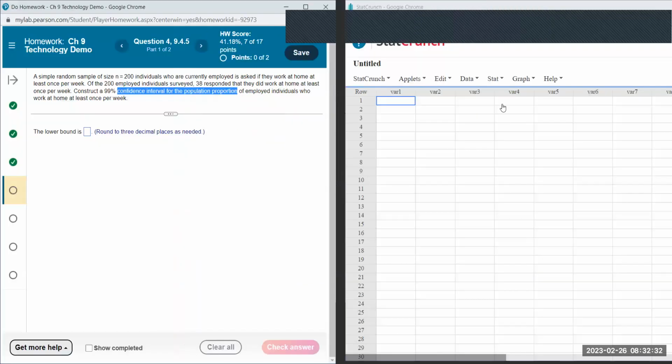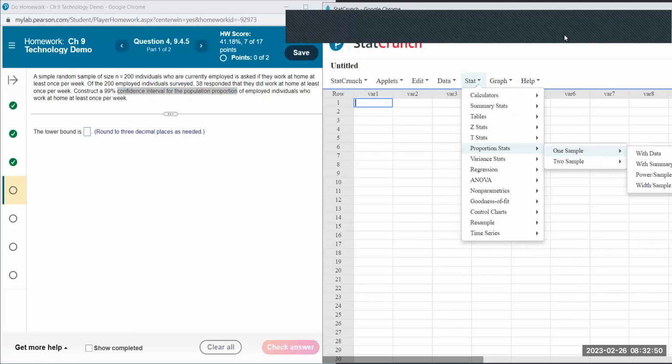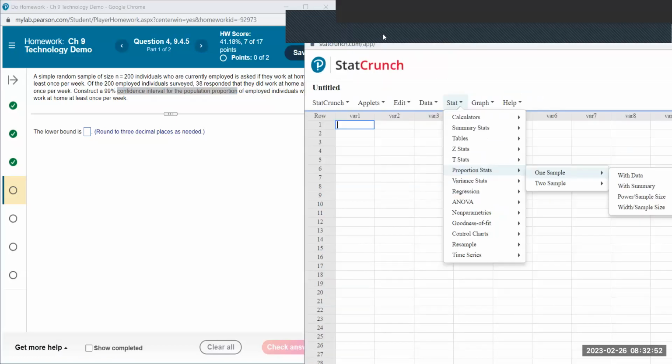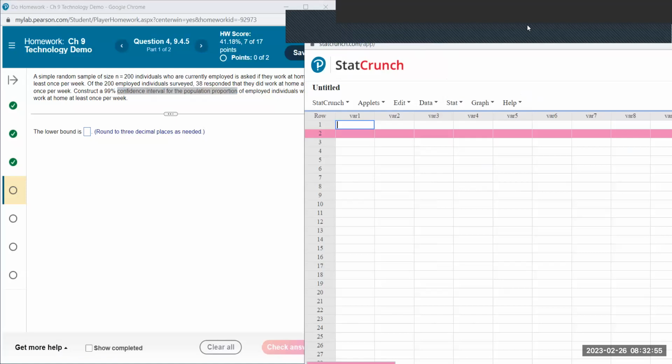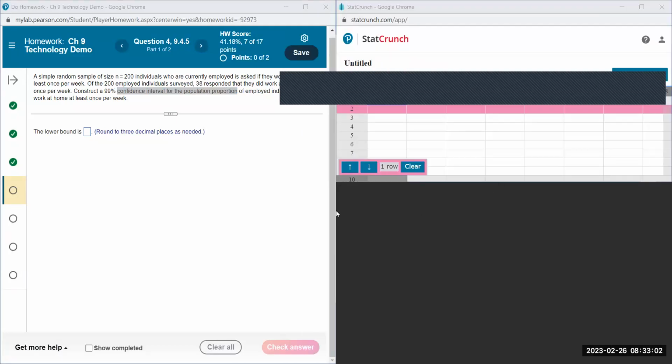Okay, so if we're going to do a confidence interval, that's Stat. And this time it's Proportions, because they stated it. One sample. Adjusting my windows here so we can see the output. Make this a little bit bigger.